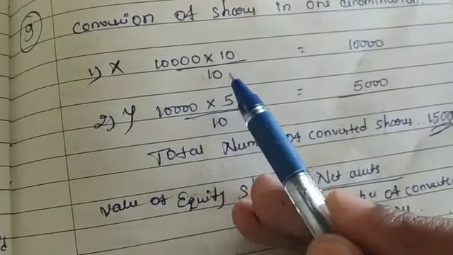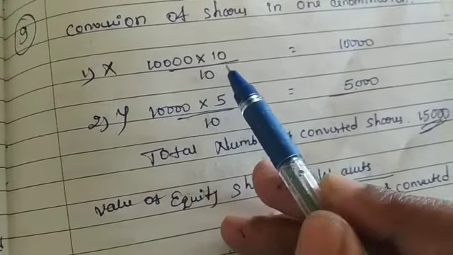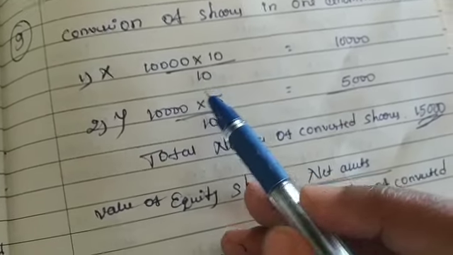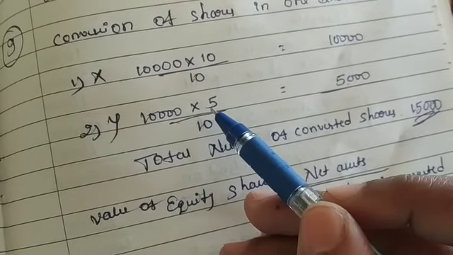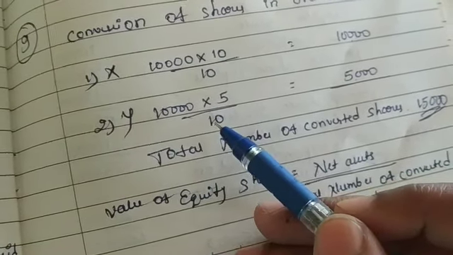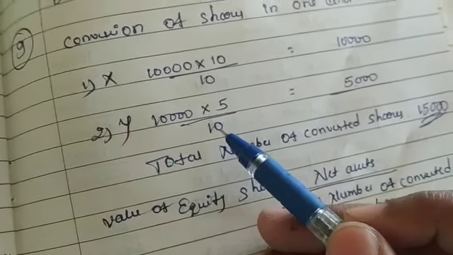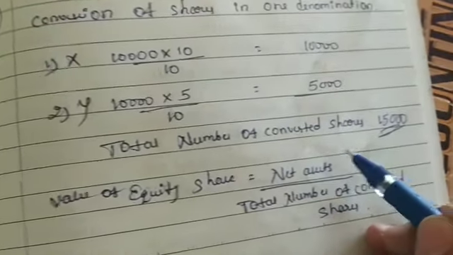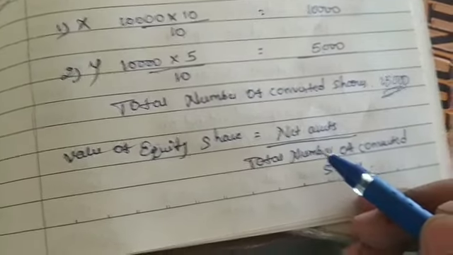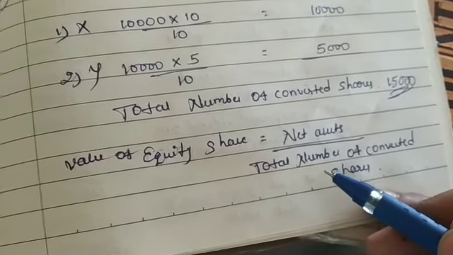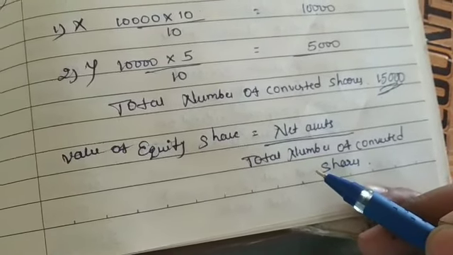X type is 10,000 shares with face value 10, which is the highest denomination. Y is 10,000 equity shares with face value 5, and the highest denomination is 10. So converting and simplifying, that is 10,000 and here 5,000. The total number of converted shares is 15,000, that is 10,000 plus 5,000. Then the value of an equity share is net assets available to equity shareholders divided by the total number of converted shares.